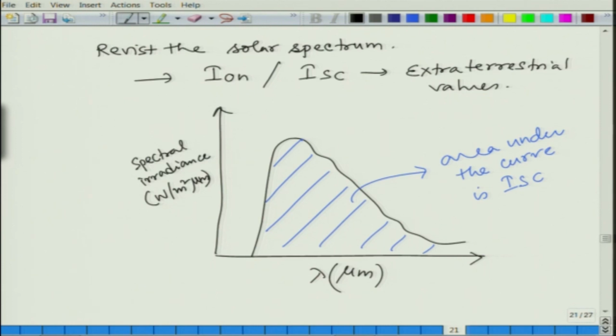So, what is the unit of this particular spectral irradiance? It is the watt per meter square micrometer. Okay. And for ISC, the unit is watt per meter square, right. So, you can see that only when the micrometer is multiplied with this spectral irradiance unit, then only you will get watt per meter square. Okay. So, that is the point I want to mention here. This ISC or ION, that is the area under the curve, not the particular value.